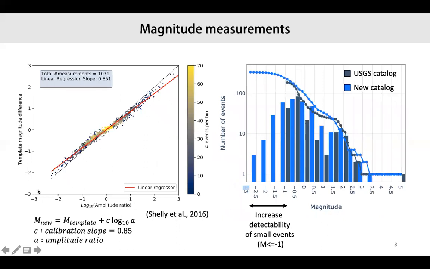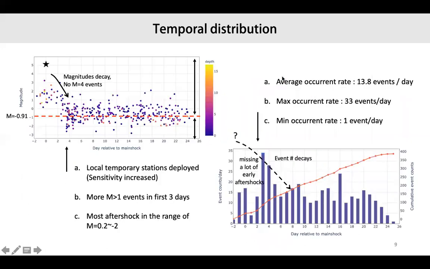We measure the magnitudes of the earthquakes in this new catalog, following the methods in Shelly et al. 2016 paper. So for the template events with magnitudes determined, we extract the relationship of their amplitude ratio and their magnitude differences. Using this relationship, we were able to determine the magnitudes of the earthquakes in the new catalog. The magnitude distribution here suggests that we were able to detect more smaller events with magnitude below -1 compared to the original earthquake catalog.